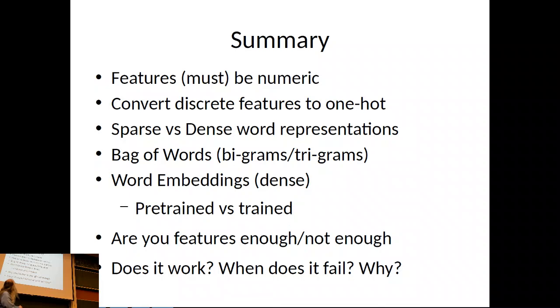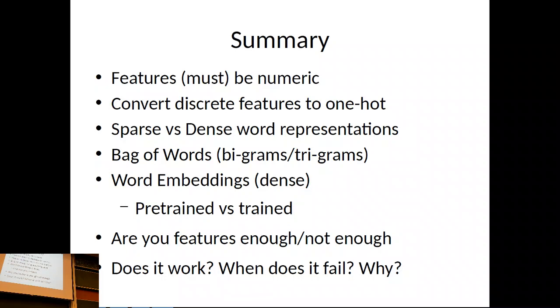Oh yes, summary. Features must be numeric apart from some really special cases, so you should always think about that. You can convert discrete features into one-hot ones. Sparse versus dense word representation: you can have this big bunch of zeros and ones, or you can get the representation from word embeddings. Bag of words is a really good start for almost everything that we do. It really works pretty well for many things.